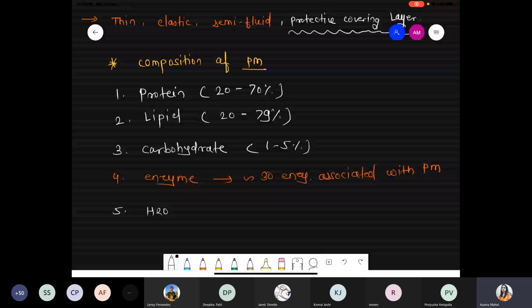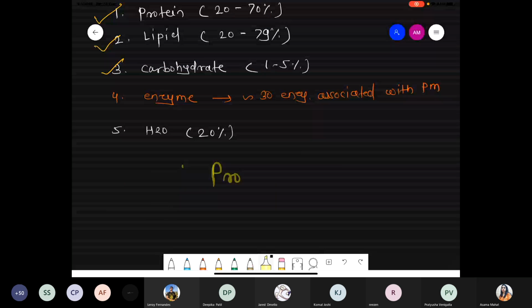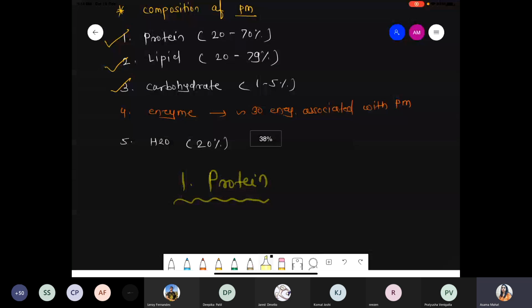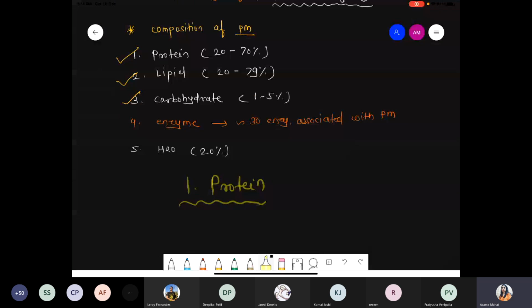So first of all, we start with the first part, that is protein. Chalo. No need to remember the percentages, because a question will not be made from there. Don't worry. But yes, there will be one question on the fluid mosaic model. So to understand the fluid mosaic model, we have to understand protein, protein types, lipid, as well as carbohydrate.